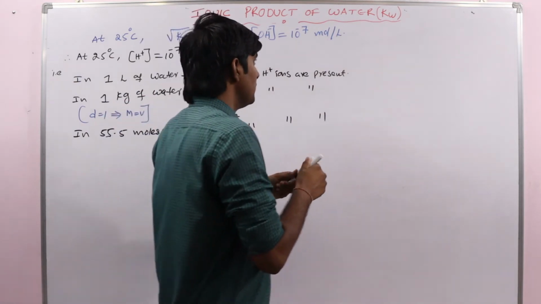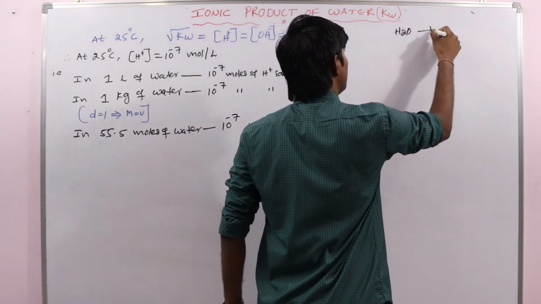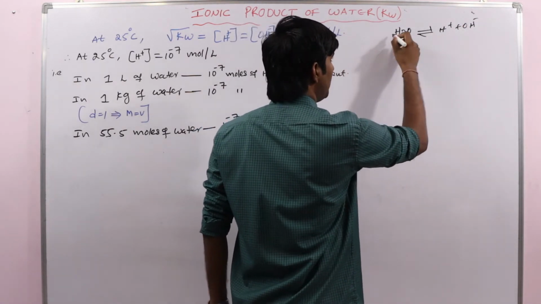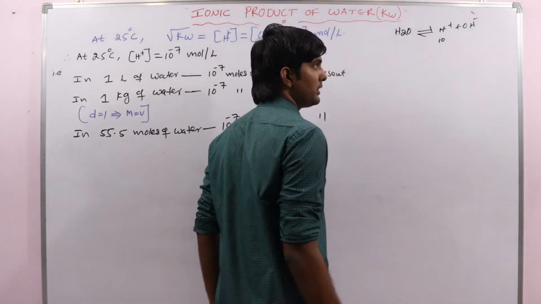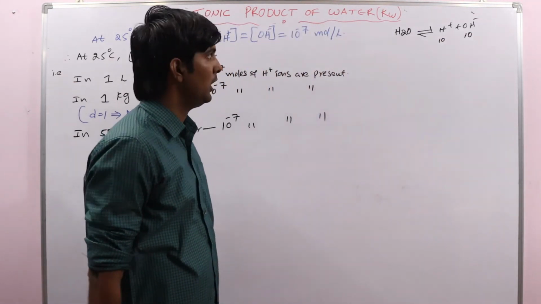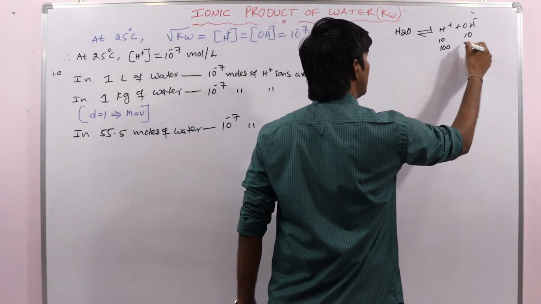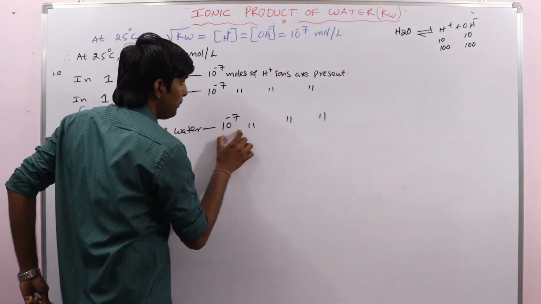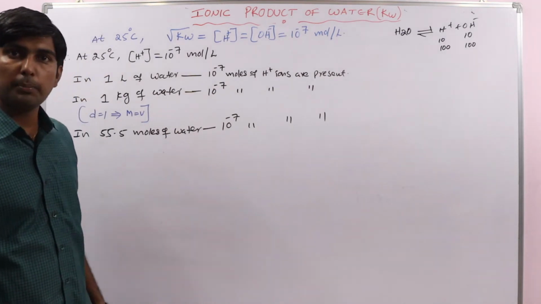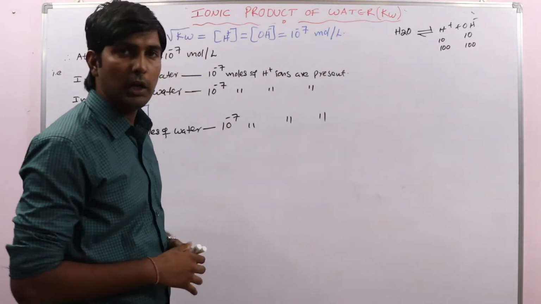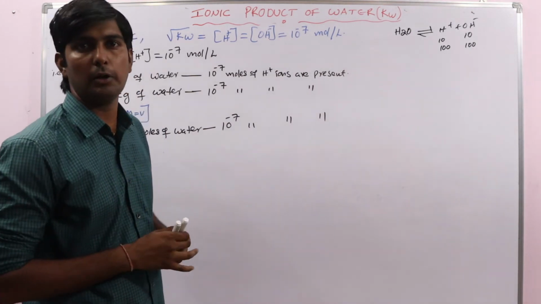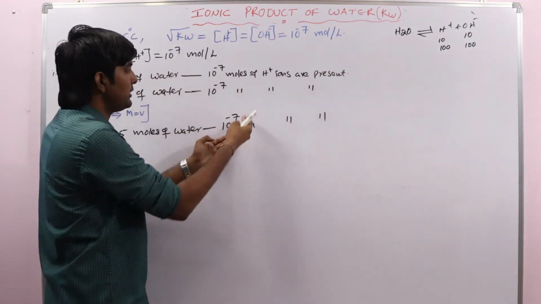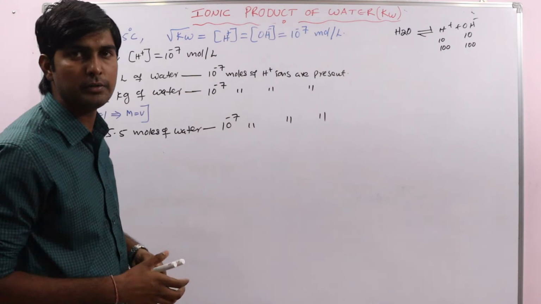Here, H2O gives H plus and OH minus. Suppose 10 molecules dissociate, we get 10 H plus ions and 10 OH minus ions. If 100 molecules dissociate, we get 100 H plus ions and 100 OH minus ions. So if 10 power minus 7 moles of H plus ions are formed, 10 power minus 7 water molecules dissociated. 10 formed means 10 dissociated.